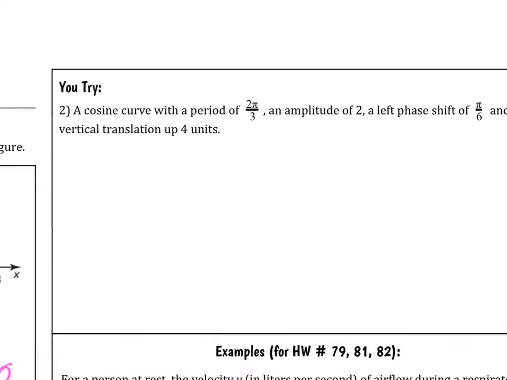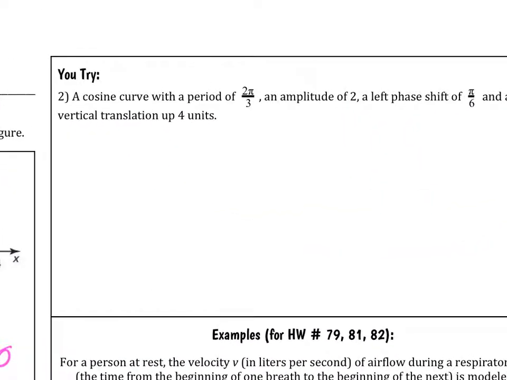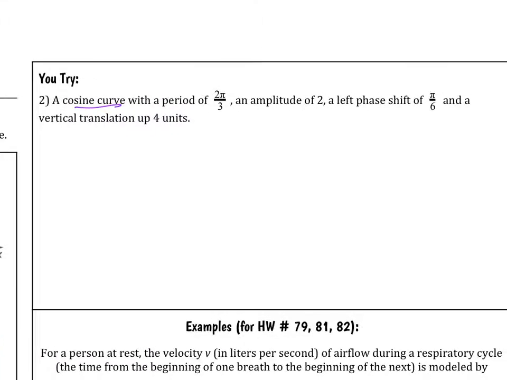So I want you to go ahead and try this example here, a cosine curve. So we're looking at cosine now with a period of 2 pi over 3, an amplitude of 2, a left phase shift of pi over 6, and a vertical translation up 4 units. See if you can try this out.